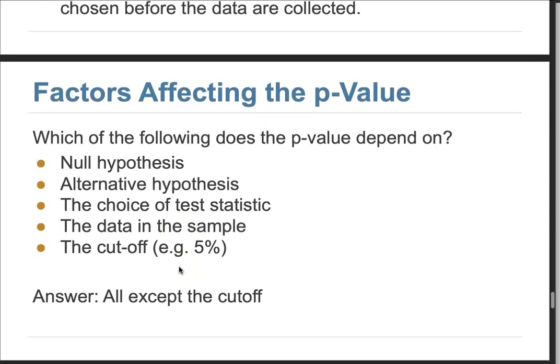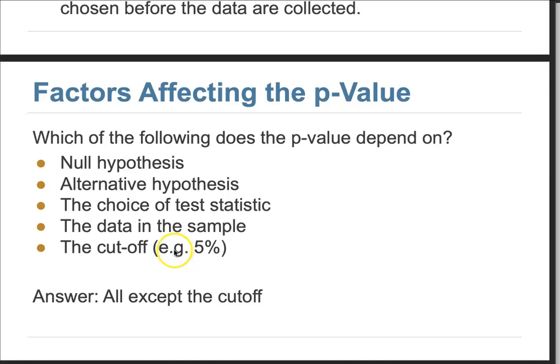Okay, this one is very important, I want you to pay attention. The question is, which of the following does the p-value depend on? The p-value depends on the simulation because we do it under the null hypothesis. According to your alternative hypothesis, we know which tail we are looking for. The choice of your test statistic is how we get our histogram. And the data in the sample affects the p-value as well because we need to compare this observed data to calculate the p-value. So that's all the p-value depends on, but not the cutoff value.